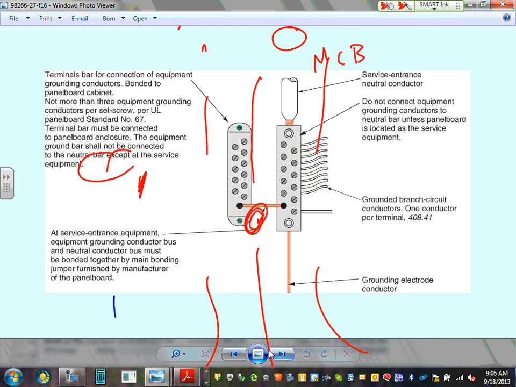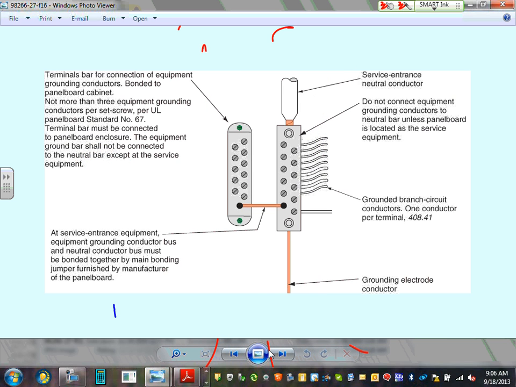Here's the main bonding jumper, guys. We talked about, can you guys see the neutral here? I want to emphasize the neutral. Here's my neutral. This is my neutral bar or terminal. This is my grounding terminal. And they bond them with this wire, which is called the main bonding jumper, and then the ground, take a wire all the way to the ground, which is called the grounding electrode conductor.